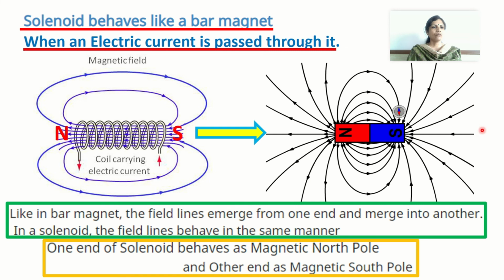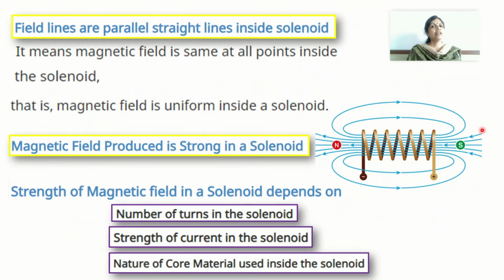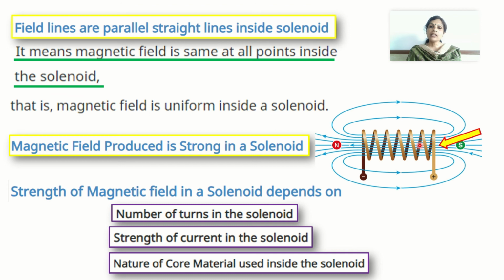Alright children, so another very important point here. The magnetic field lines are parallel straight lines inside the solenoid. Look at this figure. Inside the solenoid, the magnetic field lines are parallel to each other. It means the magnetic field is the same at all points inside the solenoid. Very important point. What is the nature of the magnetic field inside the solenoid? The magnetic field is the same at all points inside the solenoid. In other words, we can say that the magnetic field is uniform inside the solenoid.